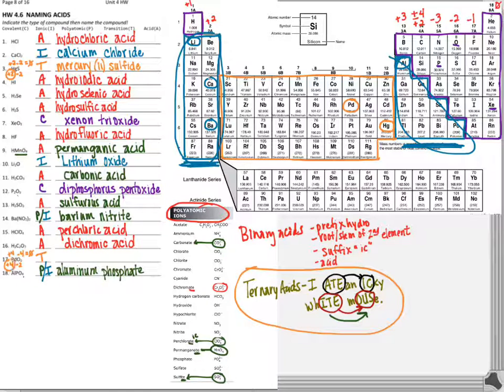So this is what I'm going to be using for my oxidation number. So I'm going to have palladium IV and then oxide. Alright, and that's pretty much about it.